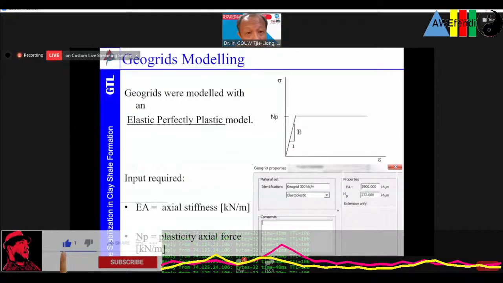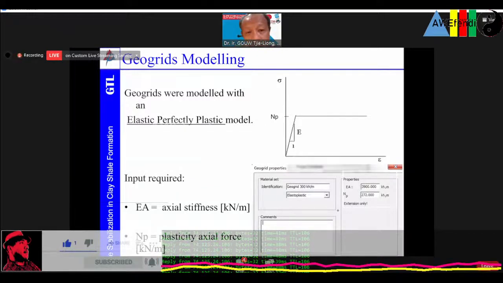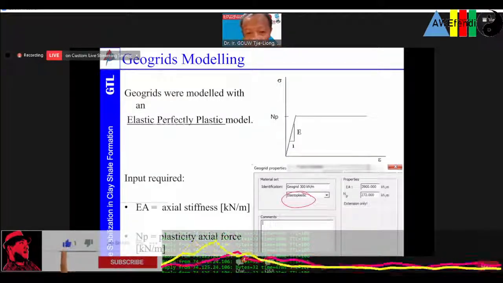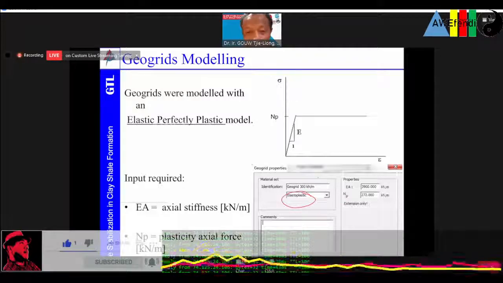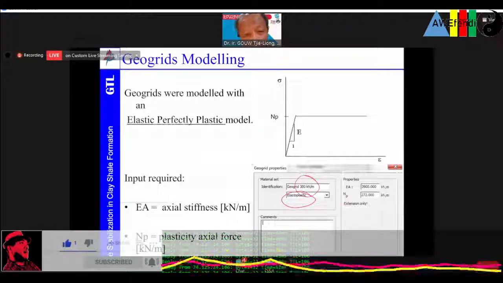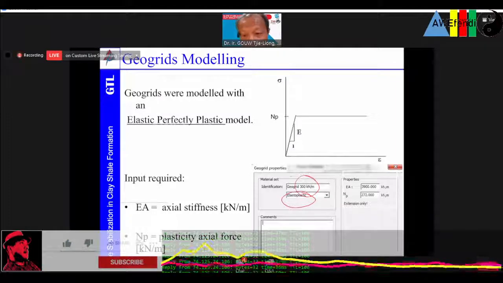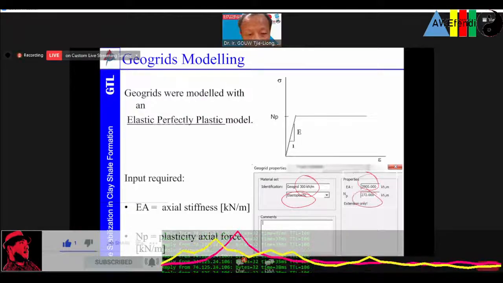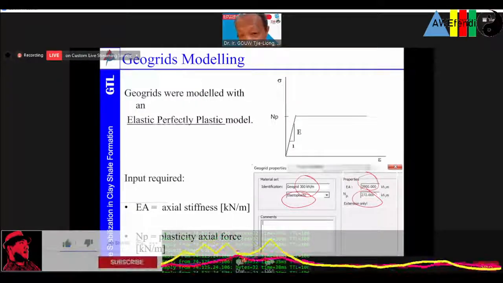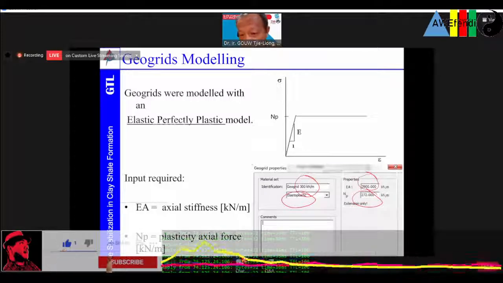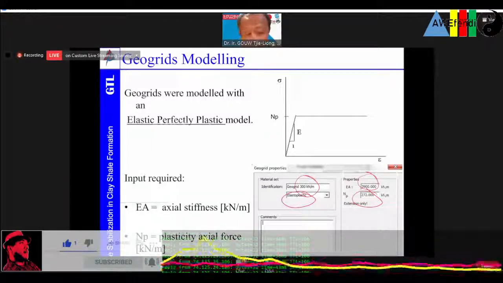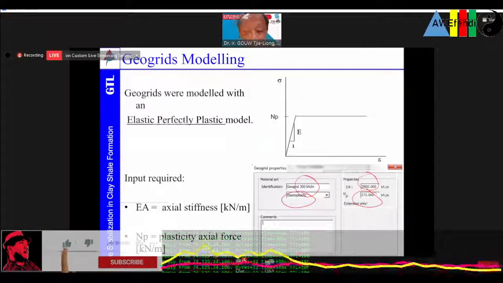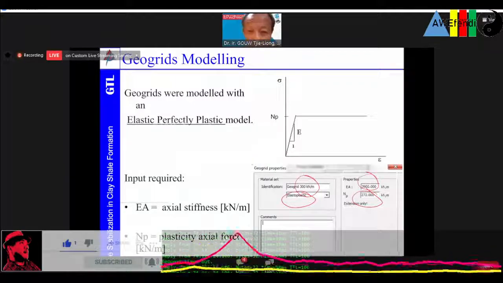The geogrid was modeled with an elastic perfectly plastic, elastoplastic model. The strength of the geogrid that we used in that project, at the very bottom one, is around 300 kilonewton per meter. So the EA value will be around 3,900, and the allowable plastic axial force when this geogrid has already experienced plasticity, the maximum is around 272, taking into account all the damage factor, chemical factor, installation factor, and all those sort of things.